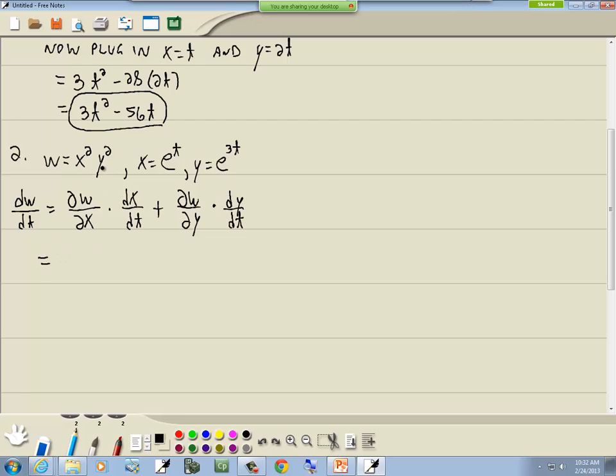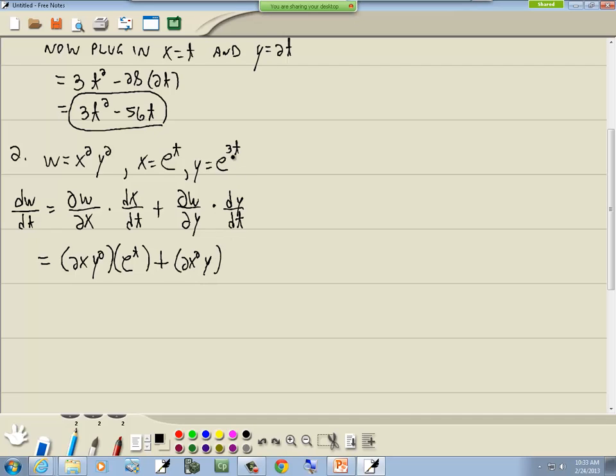Well, the partial of w with respect to x, the y squared is a constant, so I'm going to take the derivative of x squared, put the 2 out in front, lower it by 1. So it becomes 2x y squared. Then times dx dt. Well, the derivative of x is e to the t. A partial of w with respect to y. We treat the x squared as a constant, so take the derivative of y squared, put the 2 out in front, lower the power by 1. So this becomes 2x squared y.